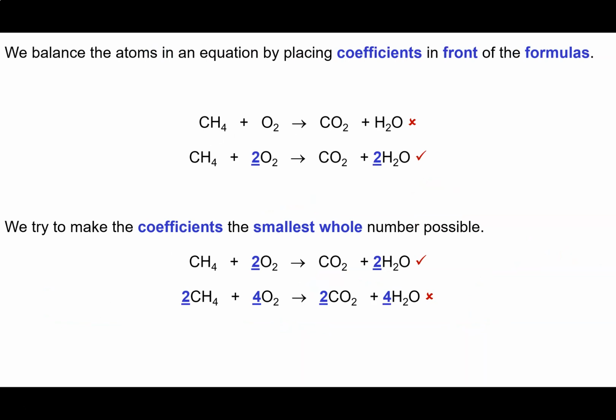As I mentioned in the previous video, we balance the atoms in a chemical equation by placing coefficients in front of the formula, and these coefficients act as multipliers. And we said that we always try to make the set of coefficients that we use to balance the chemical equation the smallest set of whole numbers possible. So if we can, after balancing, we will divide through by a common multiple in order to get the smallest whole number set.